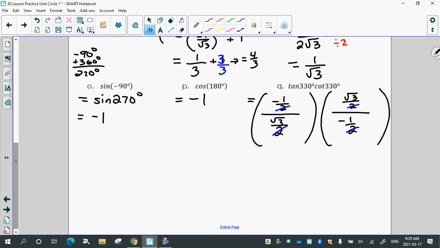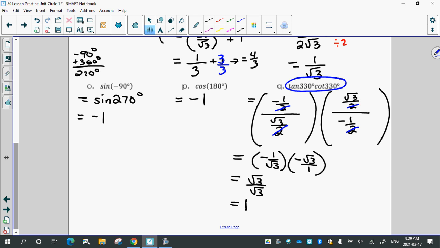So my next step down is going to be negative 1 over root 3 times negative root 3 over 1. Which gives me positive root 3 over root 3, which gives me an answer of 1. Why does it make sense that when you multiply the tan of an angle by the cotan of the same angle, you would get 1?